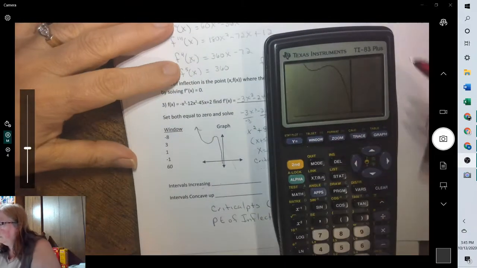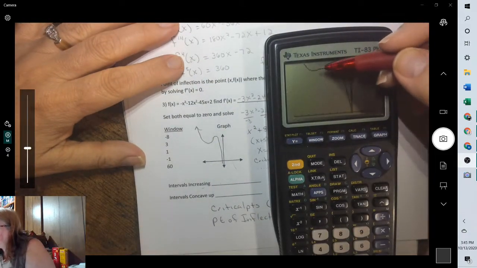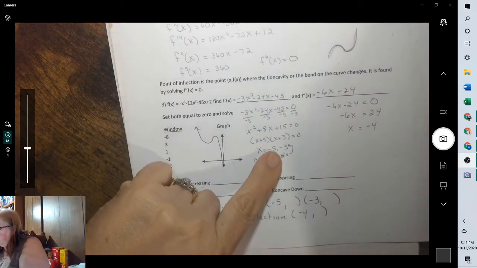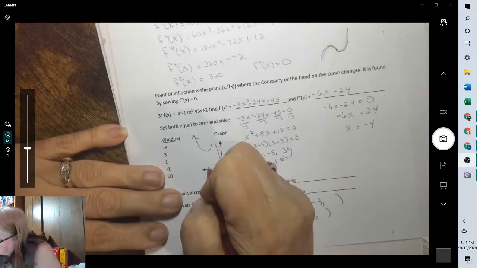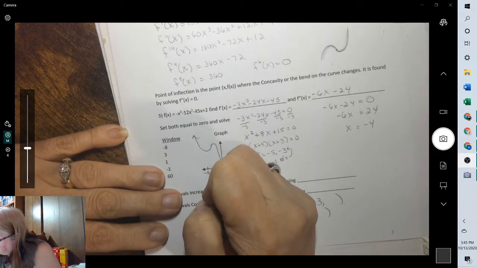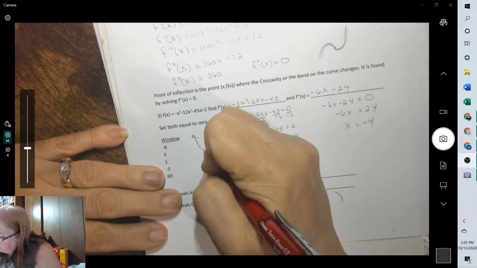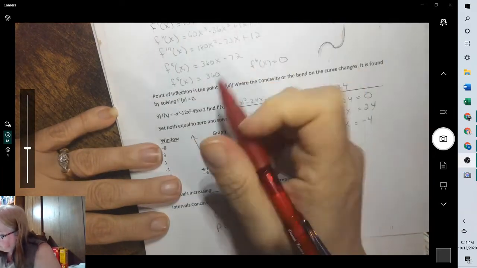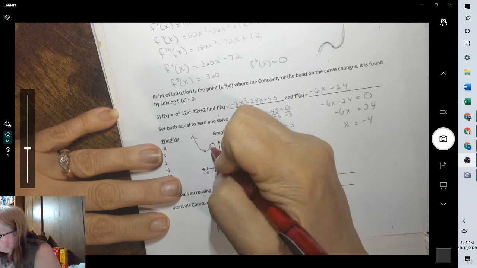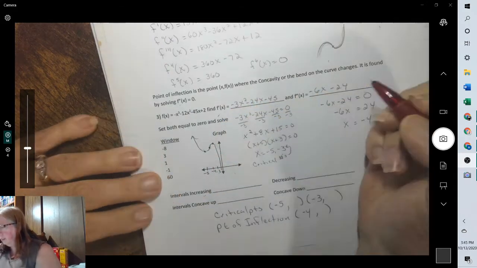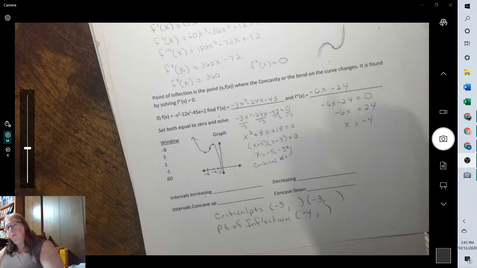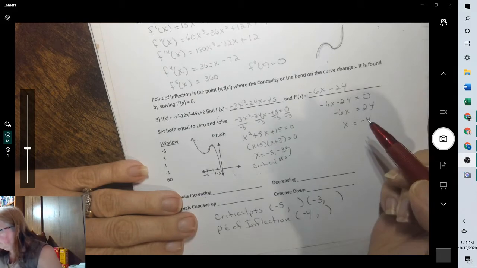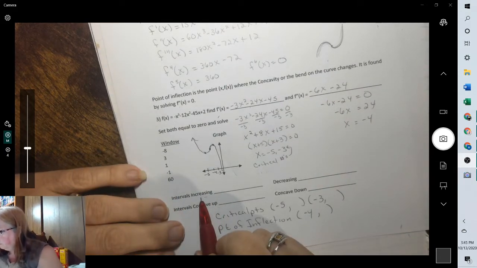Those two points where the increasing and decreasing change, those are the critical numbers. They were the negative 5 and negative 3. So this low one and this high one, that's the critical. It's a little off, but then here where the concavity changes, that's my point of inflection. So this is going up, and then here it starts going down.